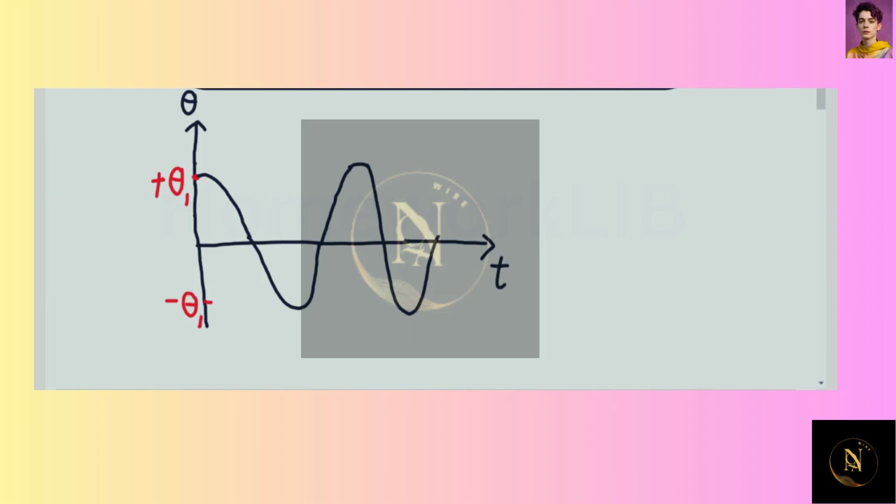Or you can consider it as a position versus time graph. As you can tell, at the starting position, the amplitude is the biggest because at that point there's angular displacement theta 1, which is positive there.